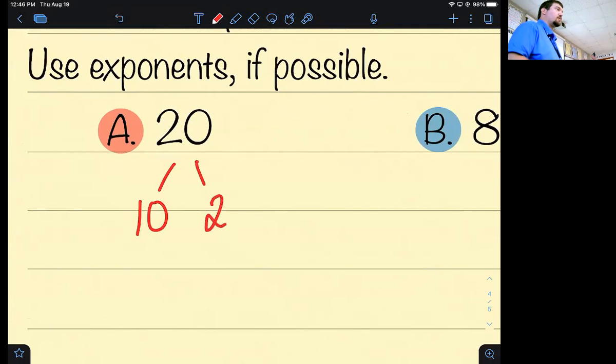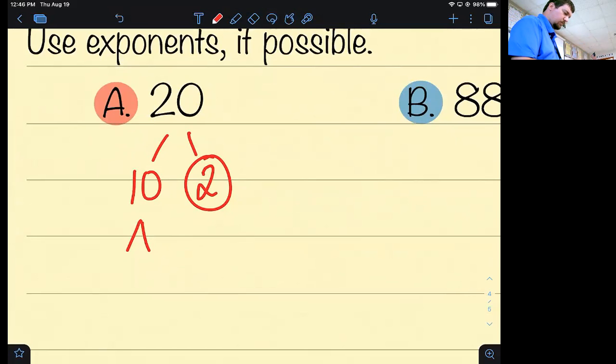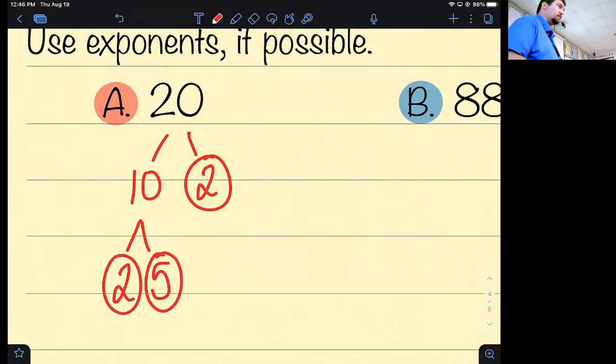Now, one of those is prime. Which one? 2. Yep. They don't have to be prime. It just happened that one of them was here. Whitney, how do you break down 10? Yeah, and both those are prime, which means we're done.